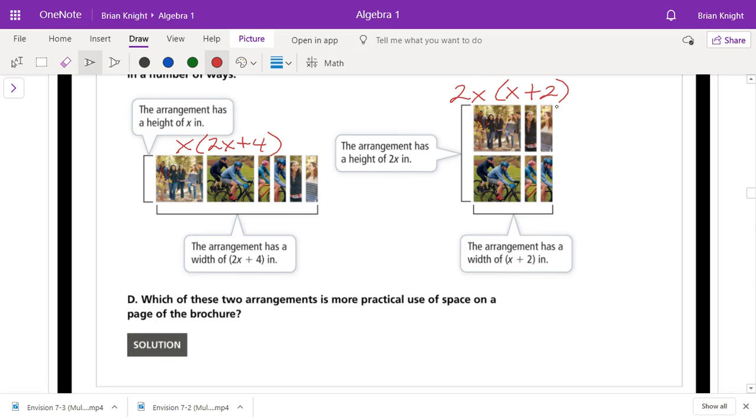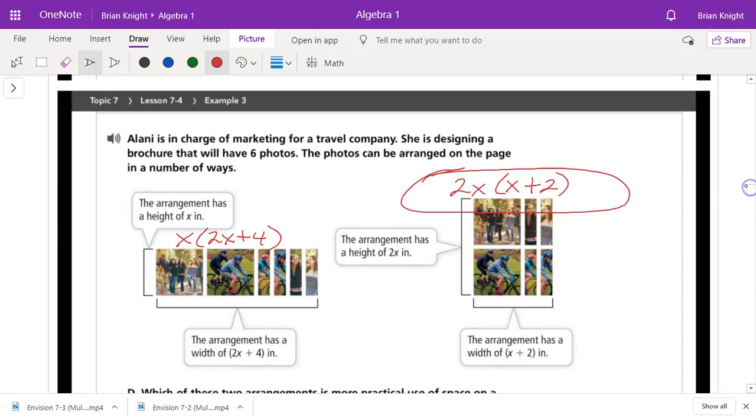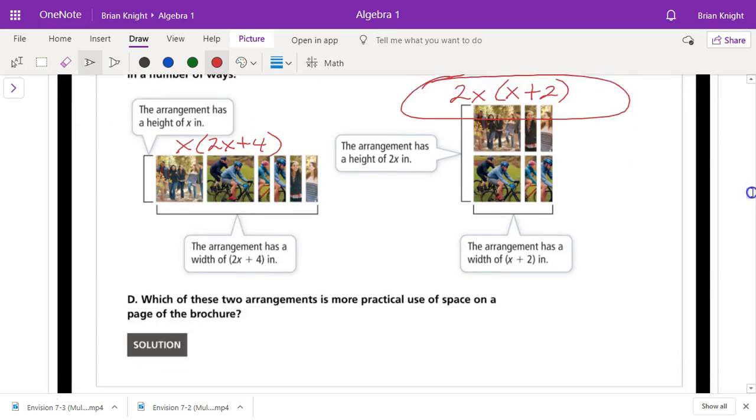The second one, definitely the second one. This one would definitely be more brochure ready than this one. The first one would be a little too wide, okay?